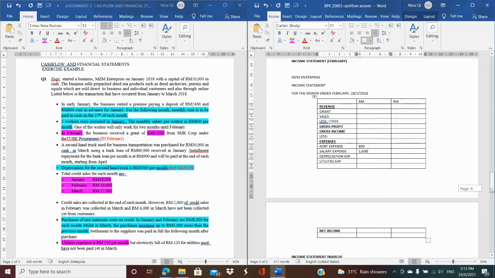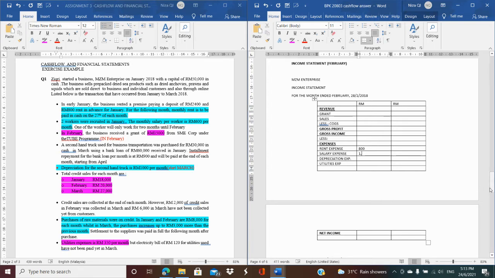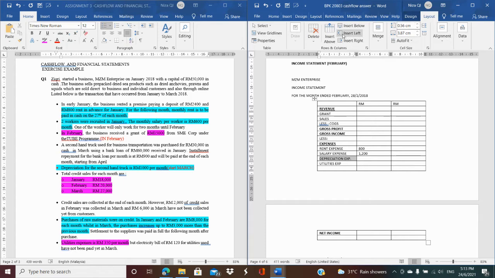1,600 and 1,200. Okay, 1,200. And then is there any depreciation? Okay, so no depreciation, it has not started yet. So there's no depreciation yet.